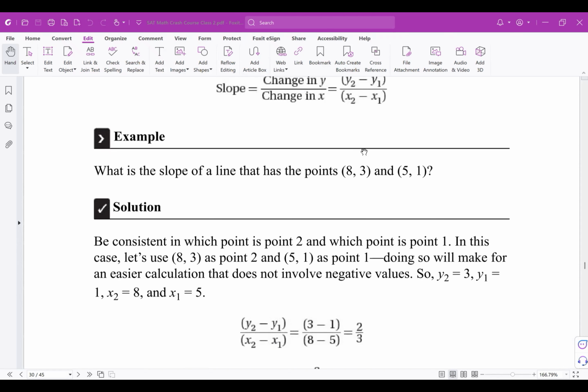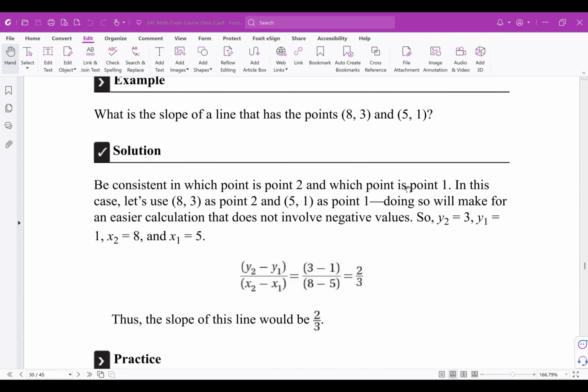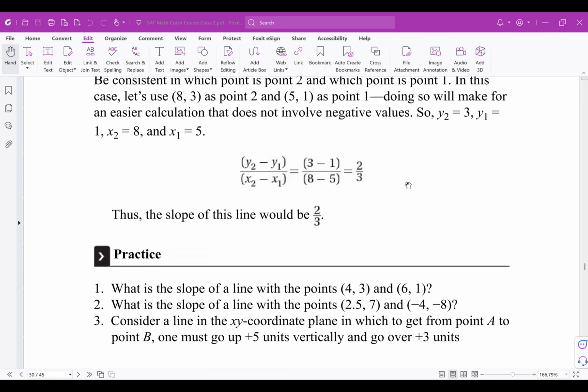Whatever you do, the slope would not change in any scenario. If you consider this as the second point, and if you consider this as the first point, that doesn't really matter. The slope will always remain the same. Maybe you would get a negative answer in the numerator and also a negative answer in the denominator, and the negative and negative will cancel out, and there will be a positive sign at the end, definitely.